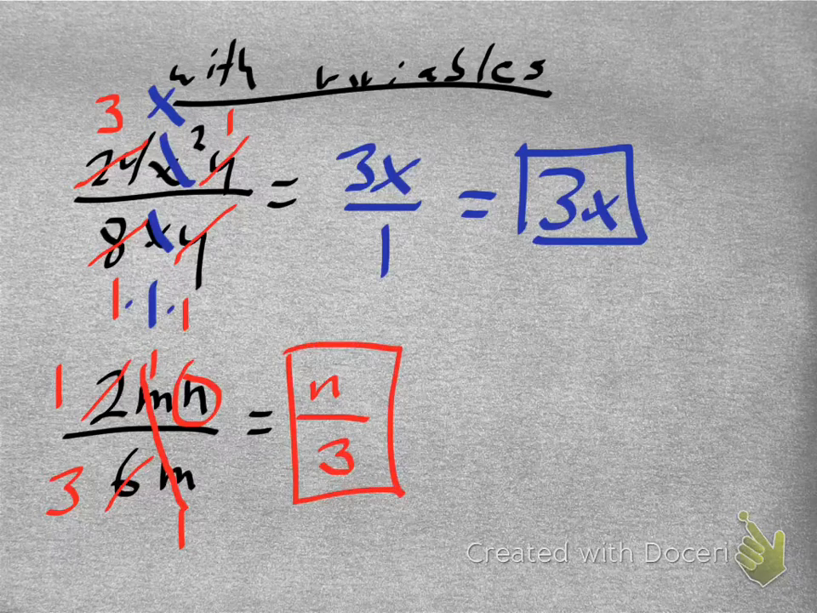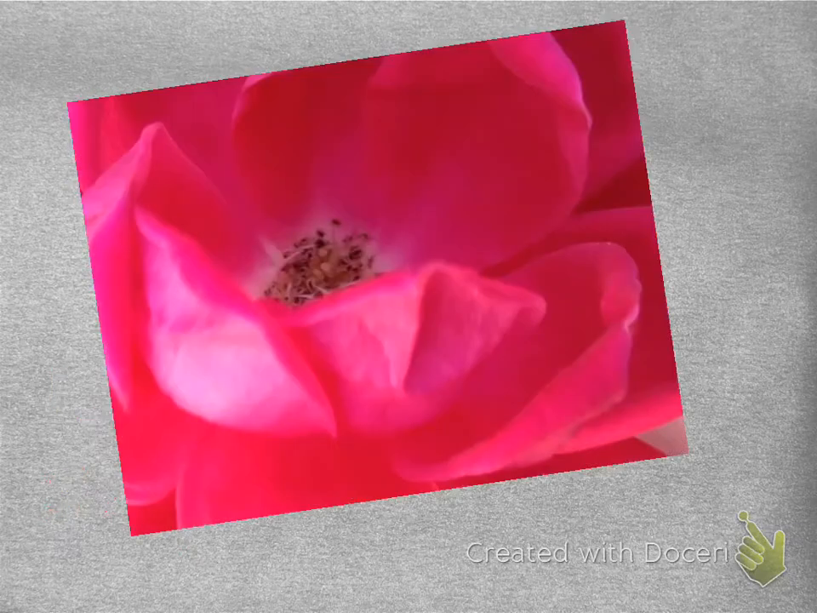And that is how we simplify. So again, what we're doing here is almost exactly the same as finding the greatest common factor, except now we're actually taking it out and we're putting the remainders down. Okay, that's pretty much it. So tomorrow we will practice these.